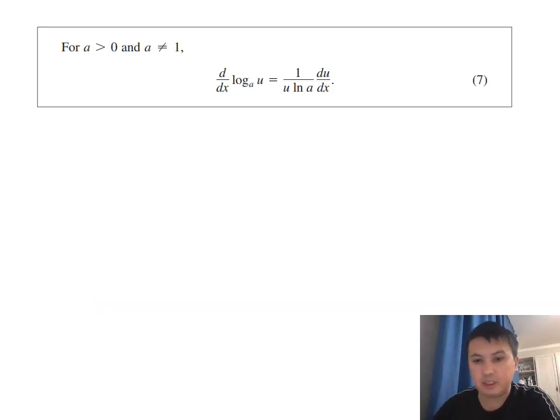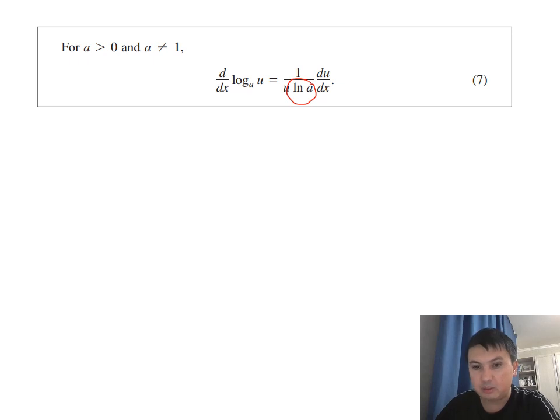Next, how do we take the derivative of general logarithms? The base a logarithm of u. Well, its derivative is given as 1 over u ln a times du over dx. As you see, the only difference between the derivative of ln u and the base a log is the 1 over ln a term.